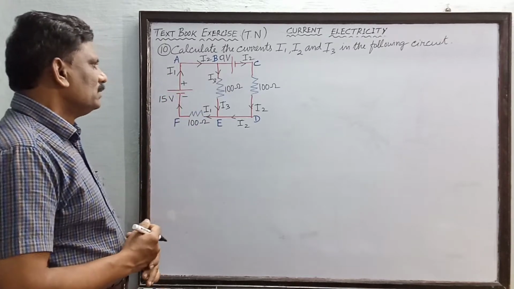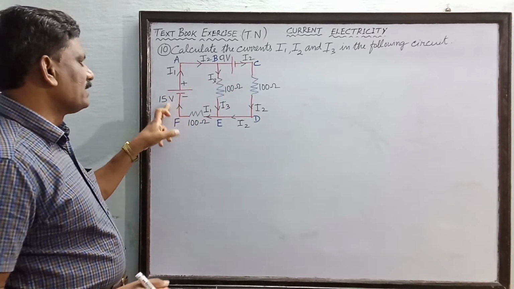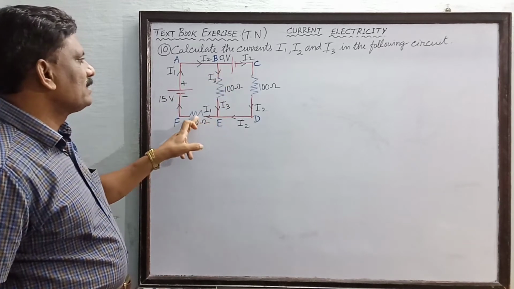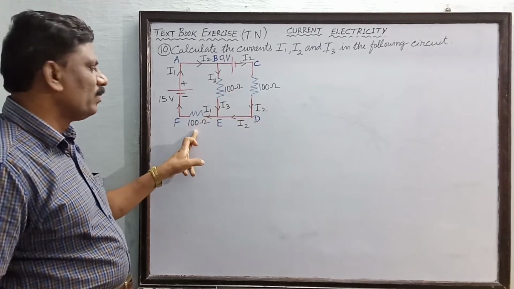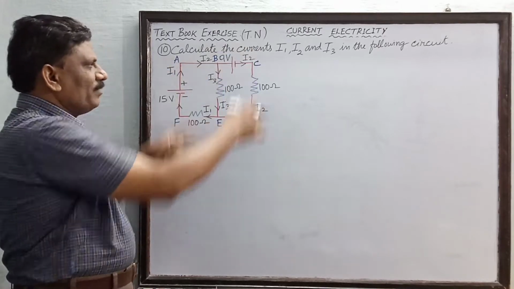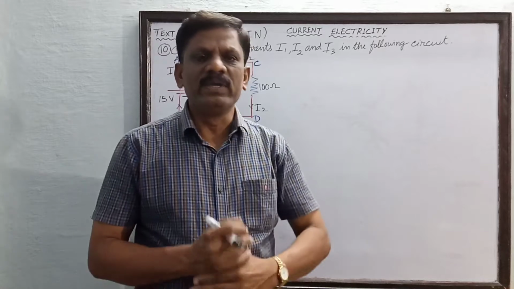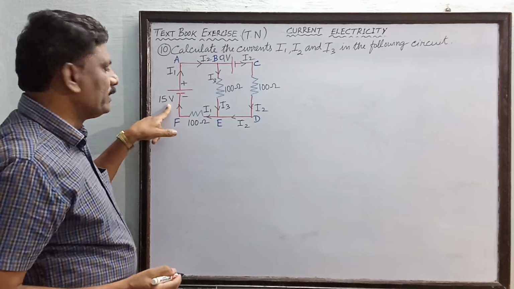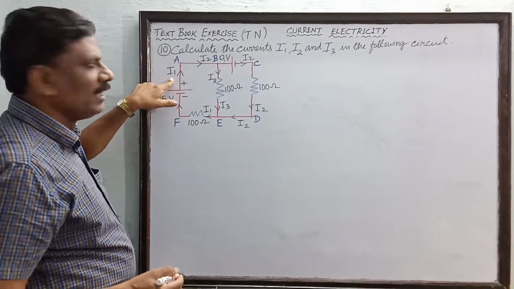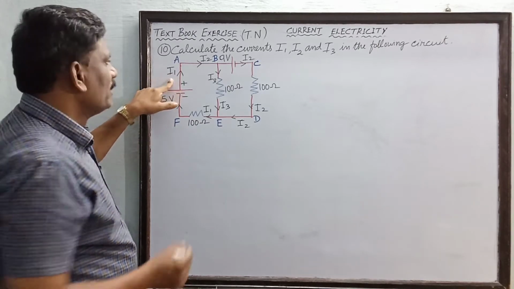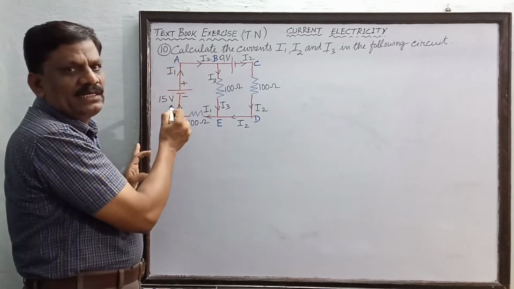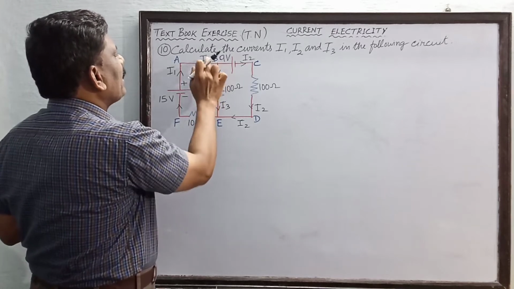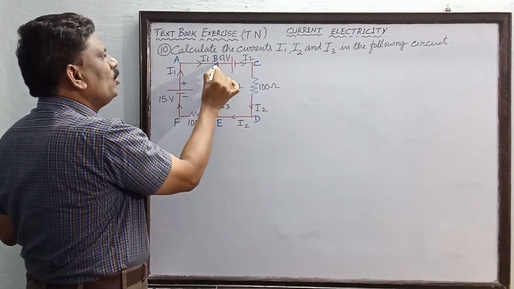Okay, now there are two cells included in the circuit. One is 15 volt, the other one is 9 volt. And there are several resistors, 100 ohm, 100 ohm and 100 ohm. So in different branches, all the currents flowing are given in the circuit. You can see that the 15 volt cell is sending a current of I1 ampere. This I1 ampere flows up to A. Then the same current I1 has to flow up to B.